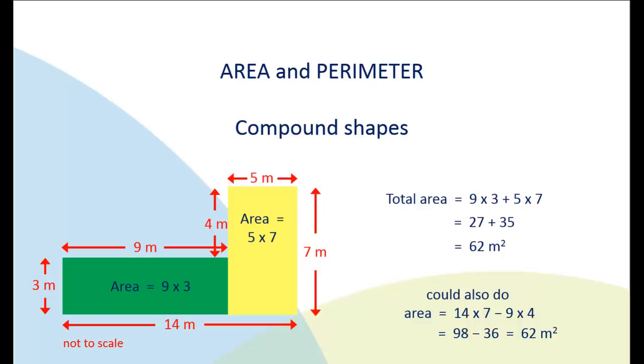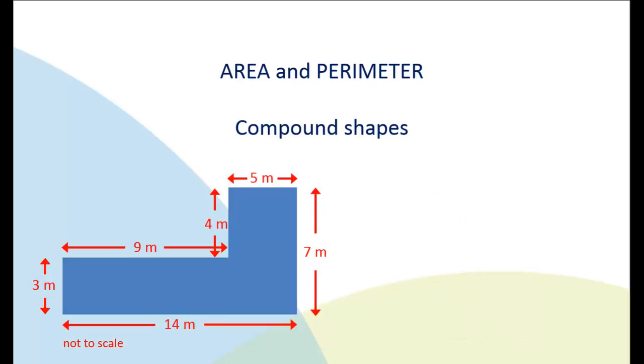So two ways of working out the area of a compound shape. What about the perimeter? Well, the perimeter, we just need to work out all the lengths and then just add them up. And be careful you don't go around more than once, and that you don't put one in twice.